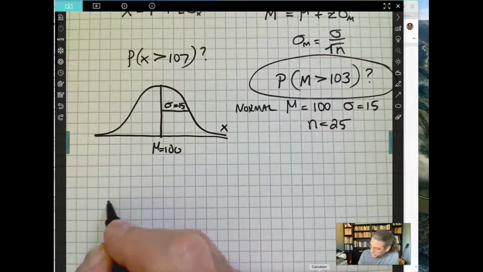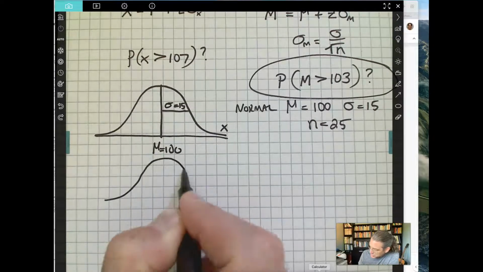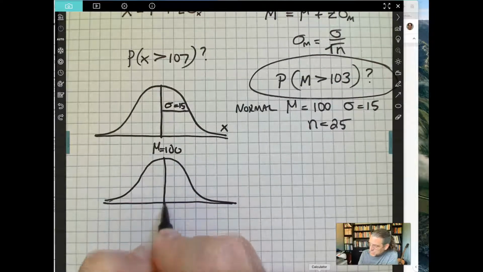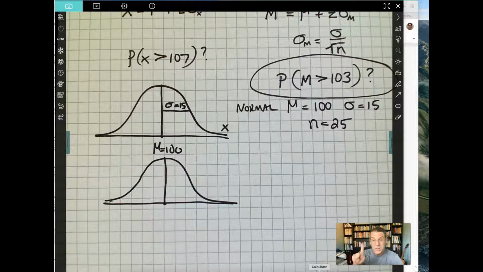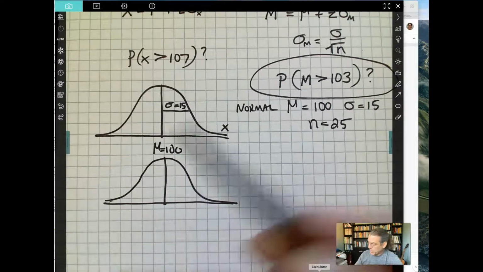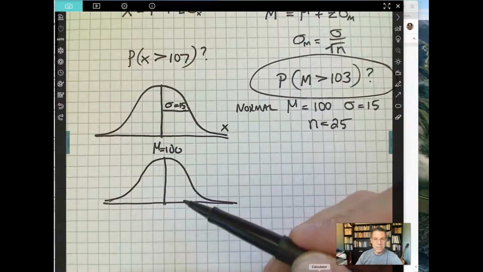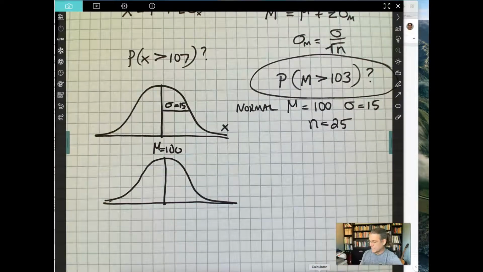It tells us three things. The first thing is that the distribution of sample means will be normally distributed. So I draw my normal distribution. That's one of the three things. It tells us the shape. If we sample from a normal distribution, we will get normally distributed sample means. Okay, so that's the first.